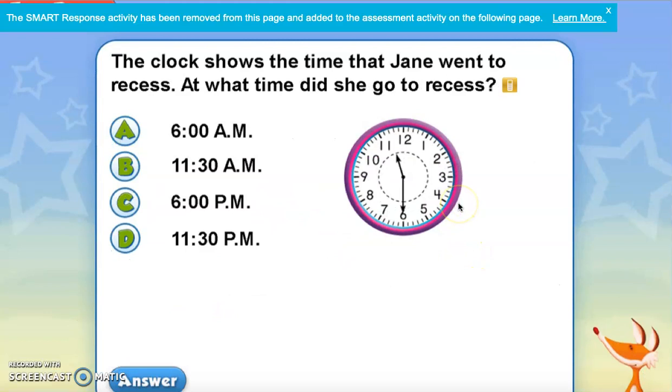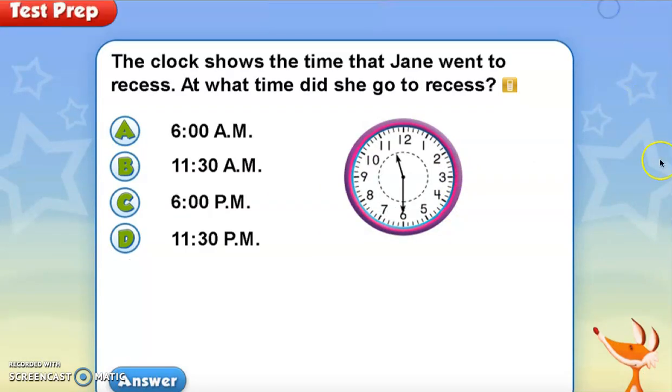All right, and our last problem, our last question. The clock shows the time that Jane went to recess. At what time did she go to recess? So the clock is showing 11:30, right? 11:30, 30 minutes after 11, okay? But 11:30. So would she be going to recess at 11:30 a.m. or 11:30 p.m.? We already know that it's not A and C because the clock doesn't show 6 o'clock, right?